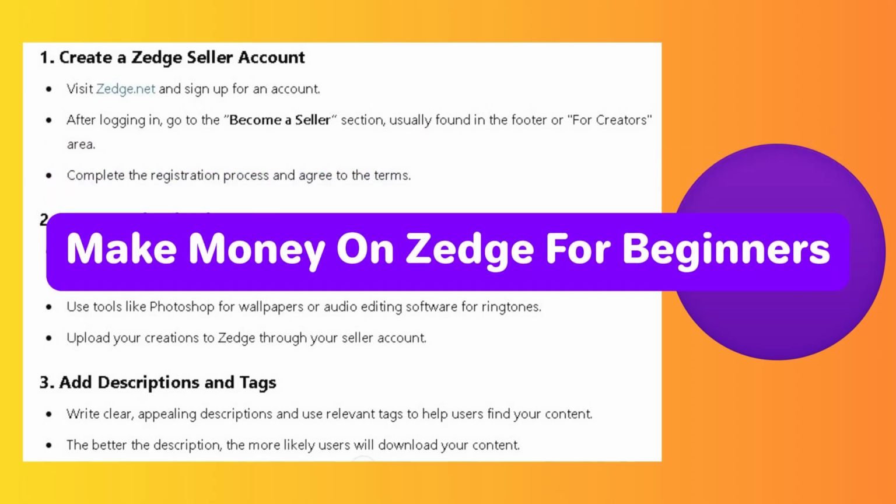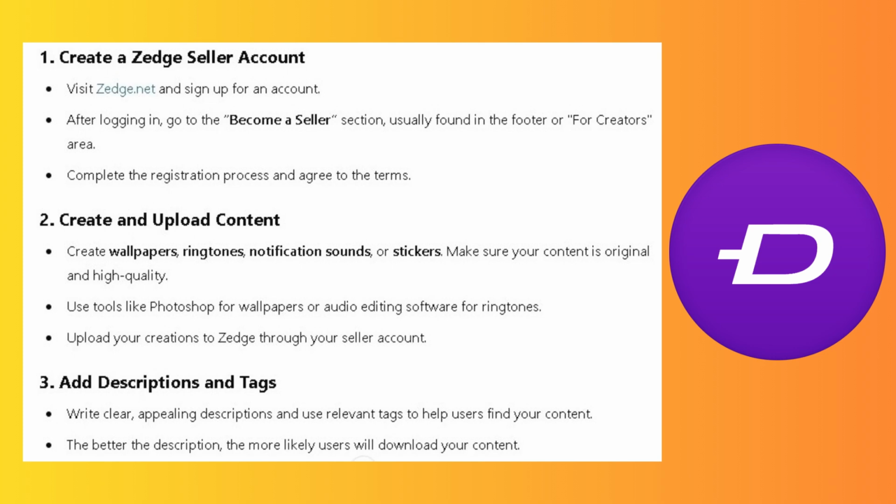In this video, you will learn how to make money on Zedge as a beginner. First, visit the Zedge website and sign up for an account. If you already have an account, log in using your credentials. After that, click Become a Seller section. This is usually found at the bottom of the page. Click the registration process and agree to all the terms.